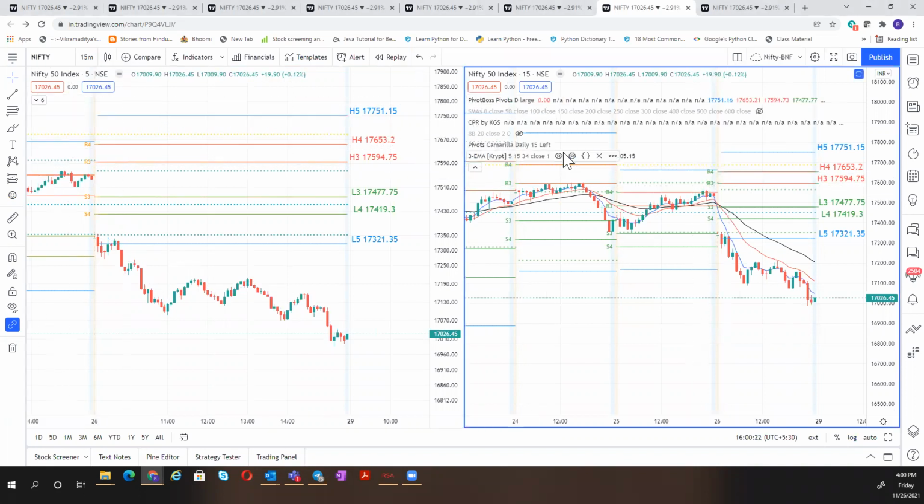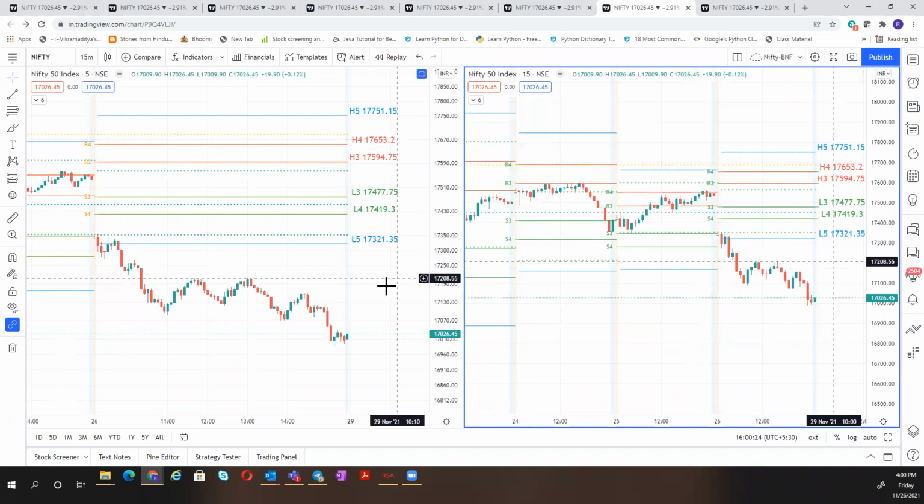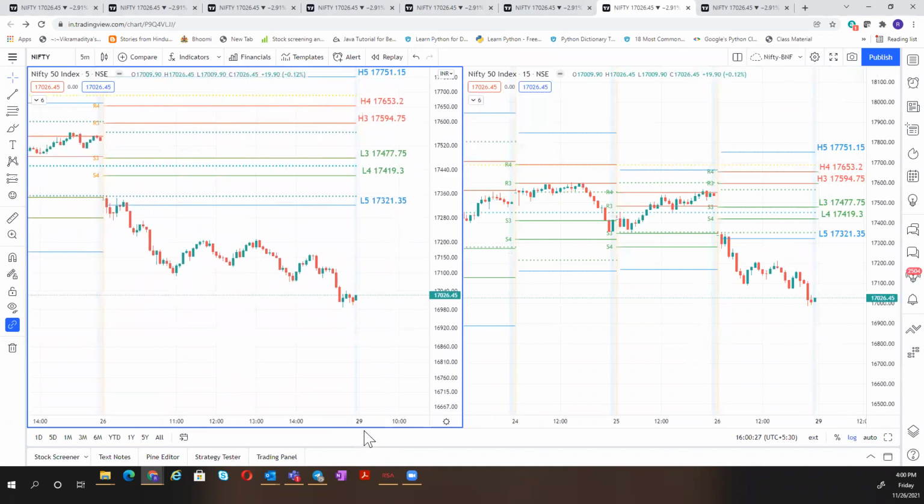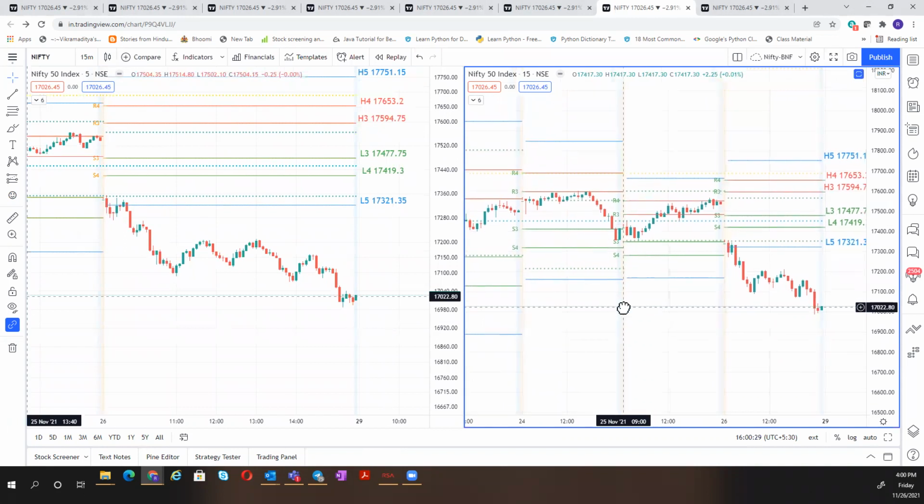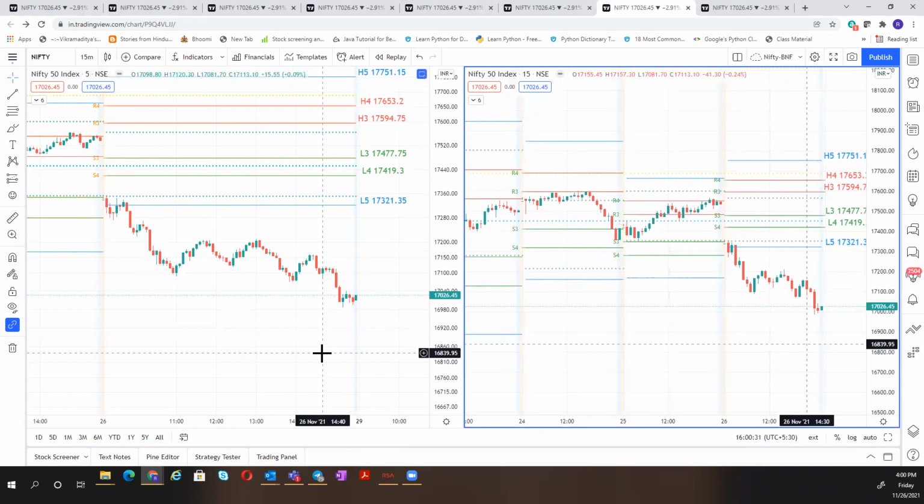I'll provide you my insights on Camarilla pivots as well as the standard pivots so that you guys can understand and take the trade next time when you have the same kind of setup. Remember, guys, market is a repetition of history. It keeps happening.